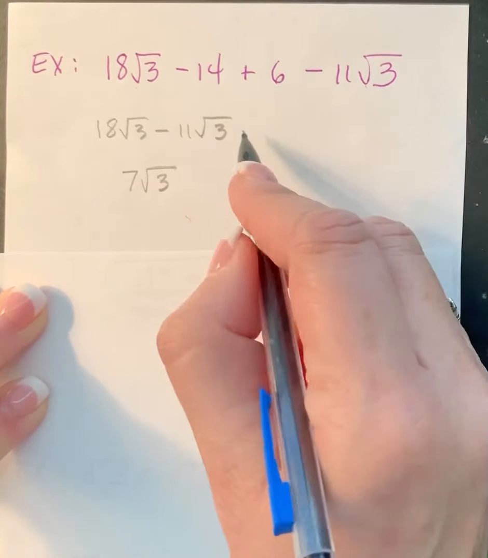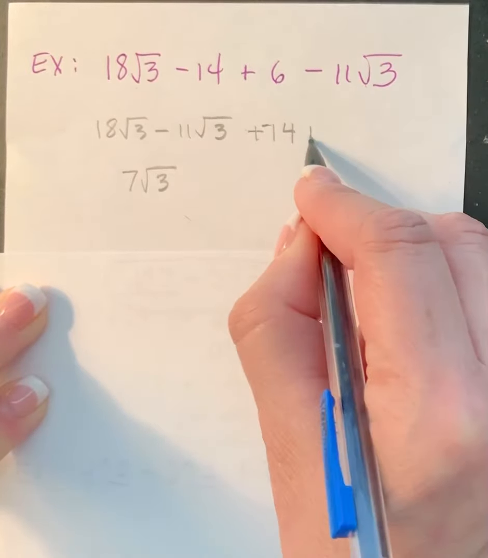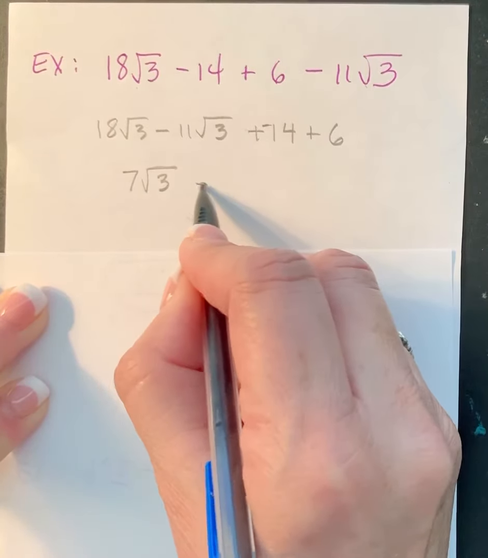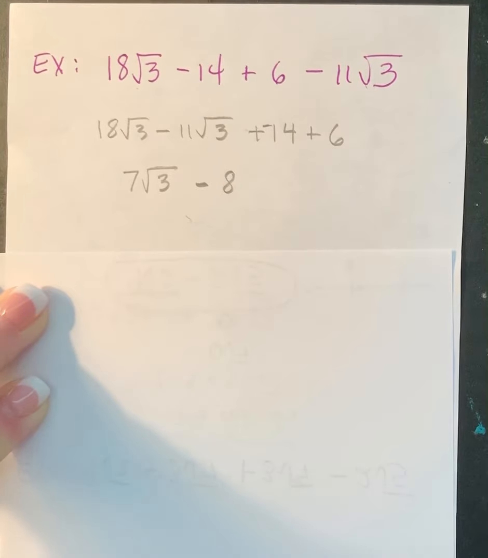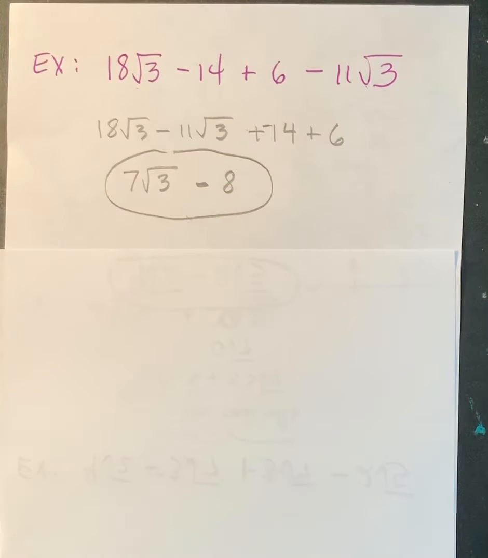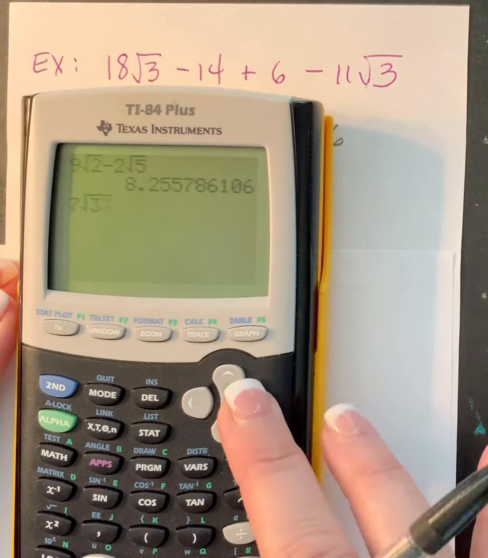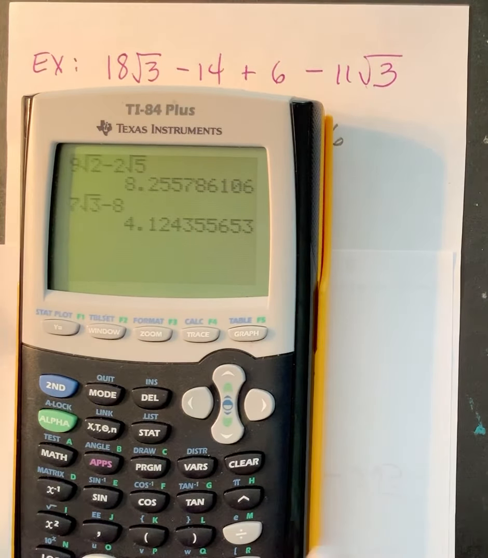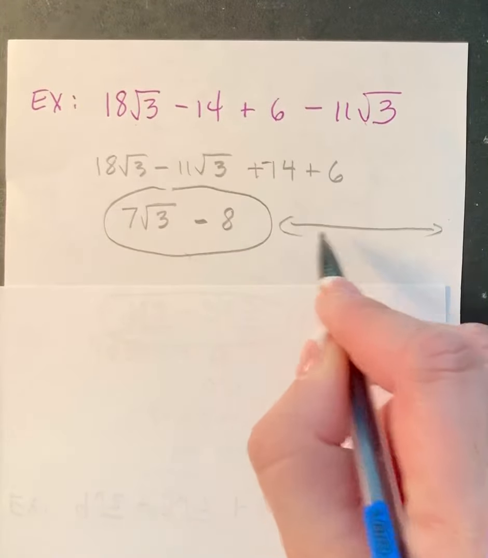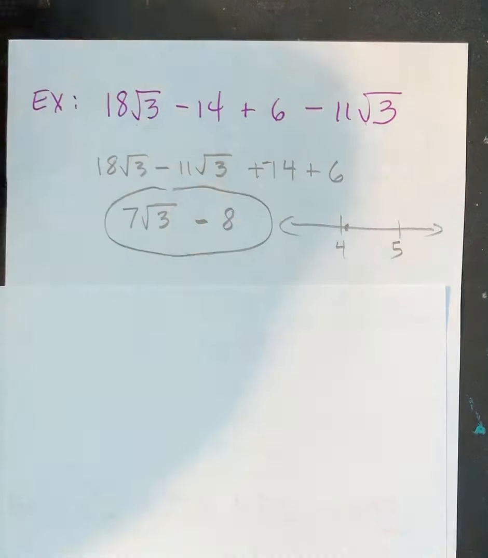Now, I also have a minus 14, which you could think of as adding a negative 14 plus 6. And when you combine those together, you get a negative 8, adding a negative 8. So that would be subtracting 8. And then this does not simplify. That is it. We don't have any more like radicals to combine. And this is also an irrational number. If we approximate it, it's about 4.124. Right? So again, it has a place on the real number line very close to 4.